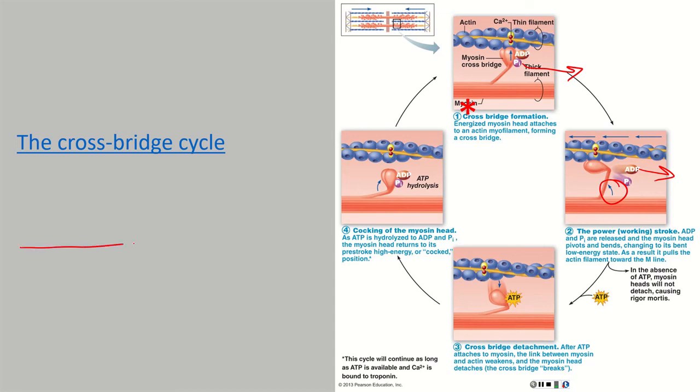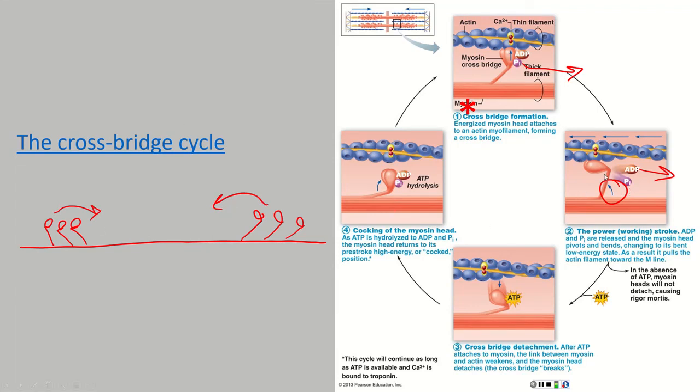So real quick, let me draw out just a thick filament. We've got a bunch of myosin heads down here. We've got a bunch of myosin heads down here. Well, these down here would bend this way. These down here would bend this way. So we get a bending.